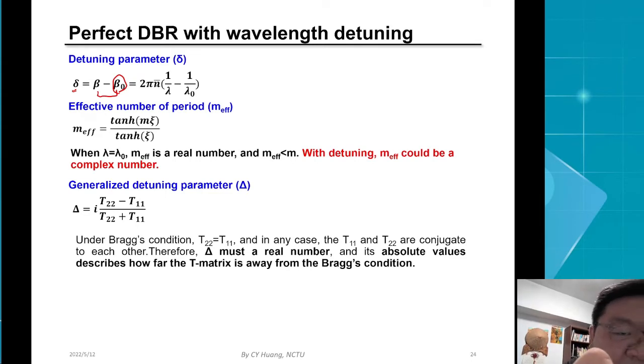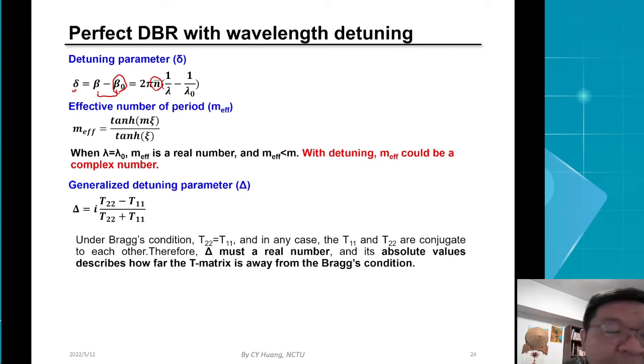So let's assume we have a common average refractive index. Then delta will be 2 pi n bar times 1 over lambda minus 1 over lambda 0.